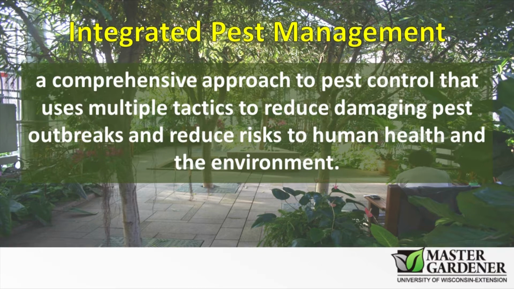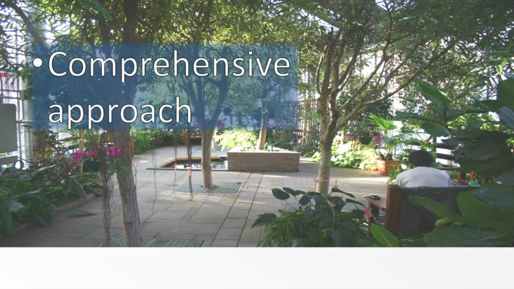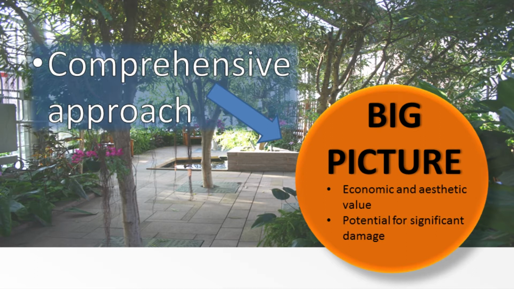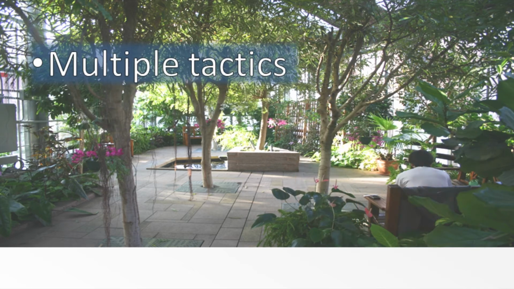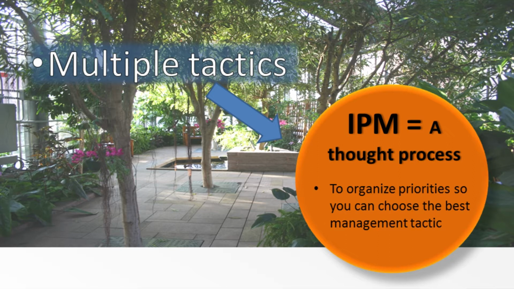Let's break that statement down into a few pieces. First of all, IPM is a comprehensive approach, which means it tries to take into account the big picture, such as economic or aesthetic value of the plant or crop, as well as the potential of the pest to cause significant damage, so you can make an informed decision about what tactics to use to control that pest. IPM recognizes that there are a variety of tools or tactics available to control pests and helps you organize your priorities to choose the best one for your circumstances.